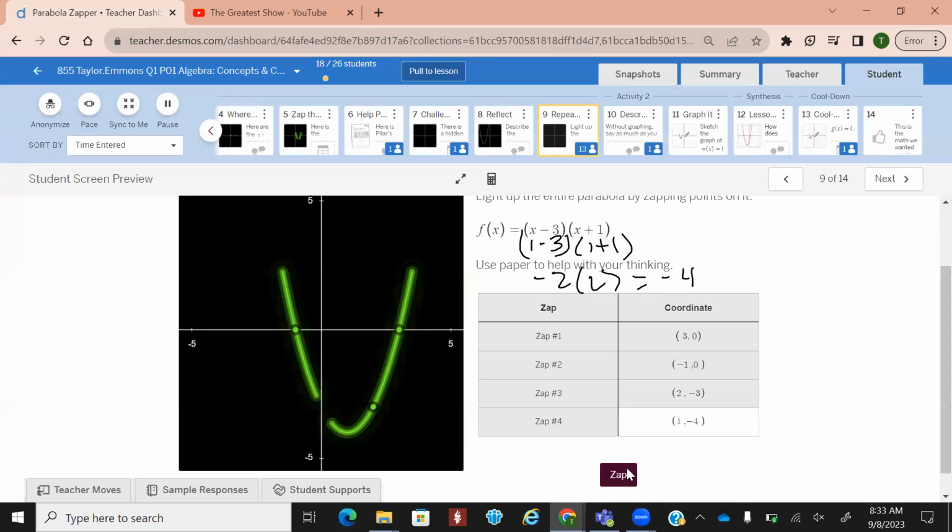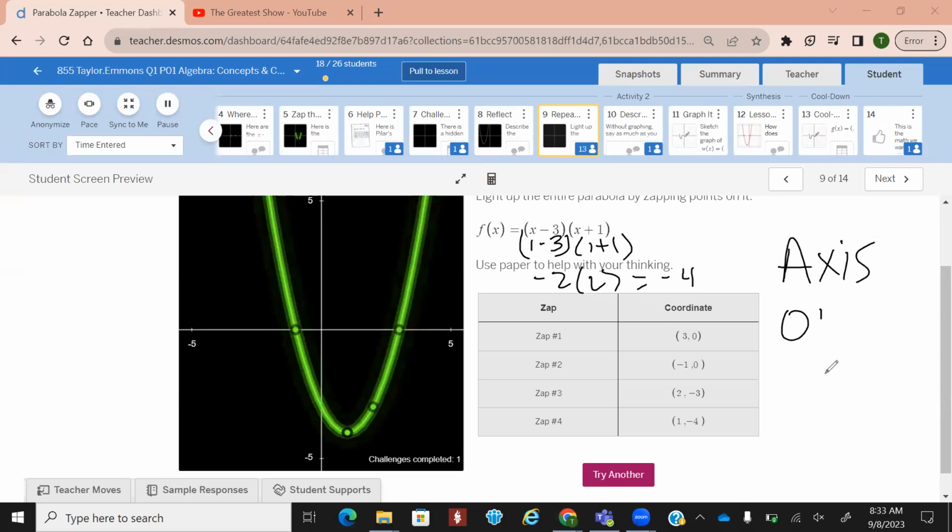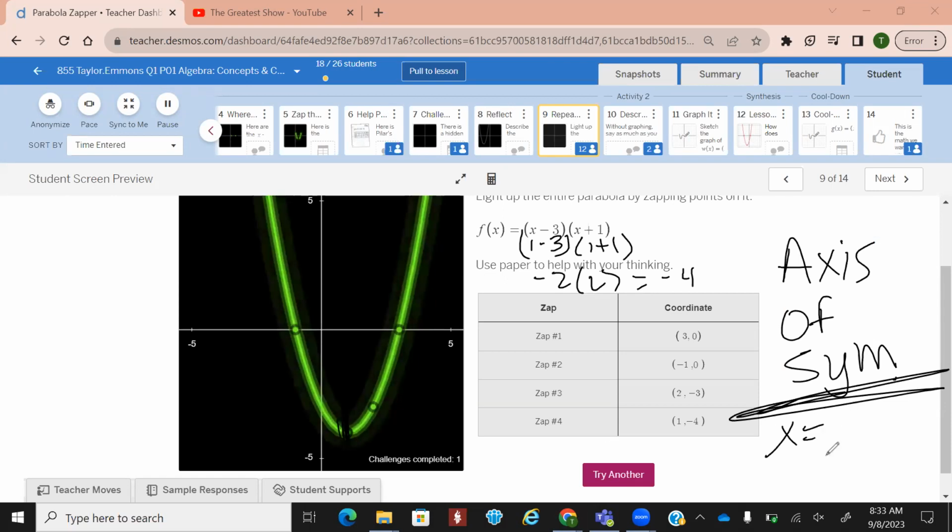Okay. We need to have this conversation really quick. The axis of symmetry. That is the vertex's x value. So for instance, on this one, it's x equals 1. That's where you can divide the graph in half.